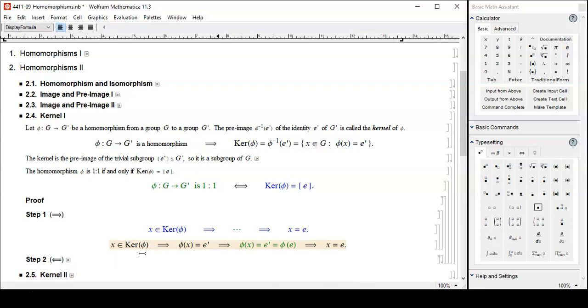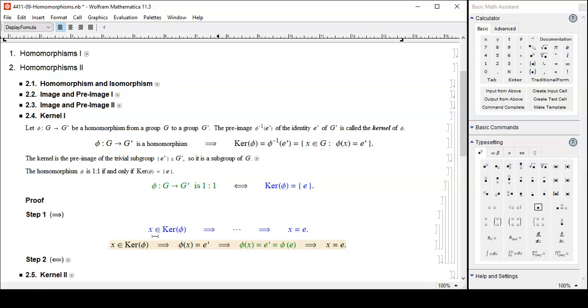Let's see. x belongs to kernel means phi of x is e prime, so far so good. But then again, phi of e is also e prime. And phi is one-to-one, so x and e have to be the same. You see, phi of x and phi of e share the same output. So the input must be the same as well, because phi is one-to-one. So we get our conclusion, x is equal to e.